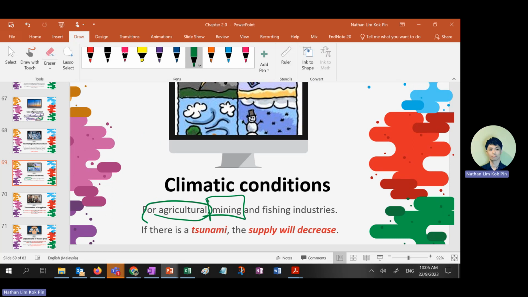Mining, in the gold mine or whatever, diamond mine, it will be affected by weather. But jewelry would not be affected. Supply of jewelry will be affected because there's an earthquake in the mine. Something like that. Makes sense? Primary sector and secondary sector is different.